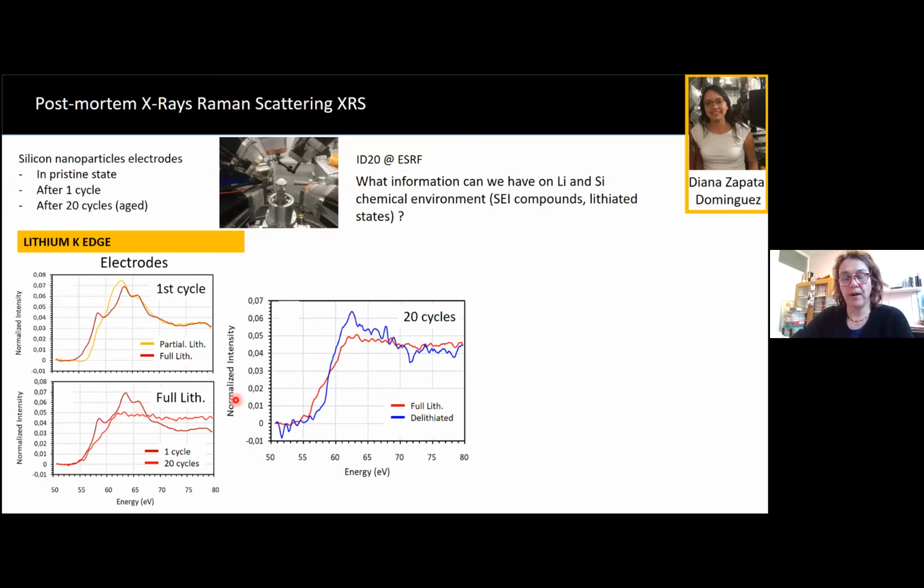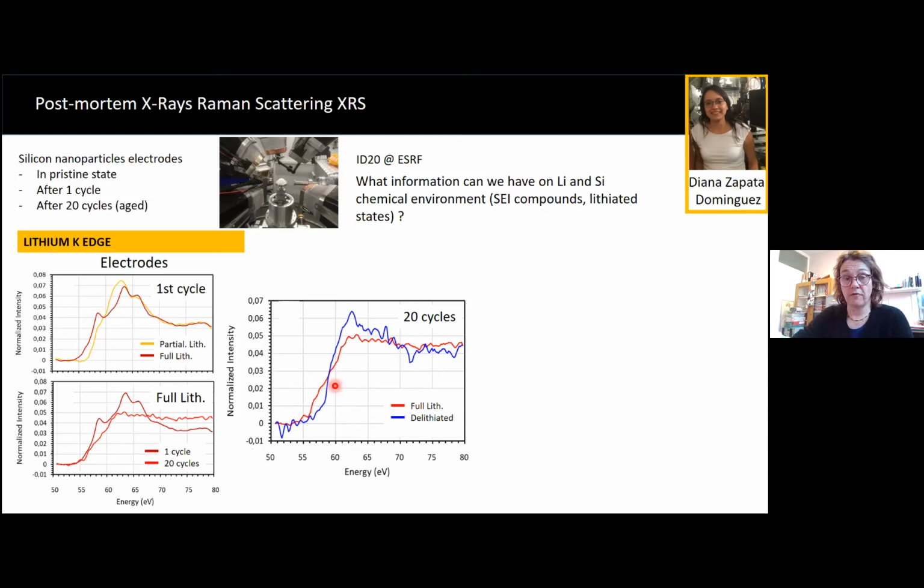Interestingly, if you compare the 20-cycled electrodes in the fully lithiated state in red and in the delithiated state in blue, you also see that there are some significant changes in the position of the features and in their intensities. And this, of course, relates to the formation of the SCI and to the aging of the material.